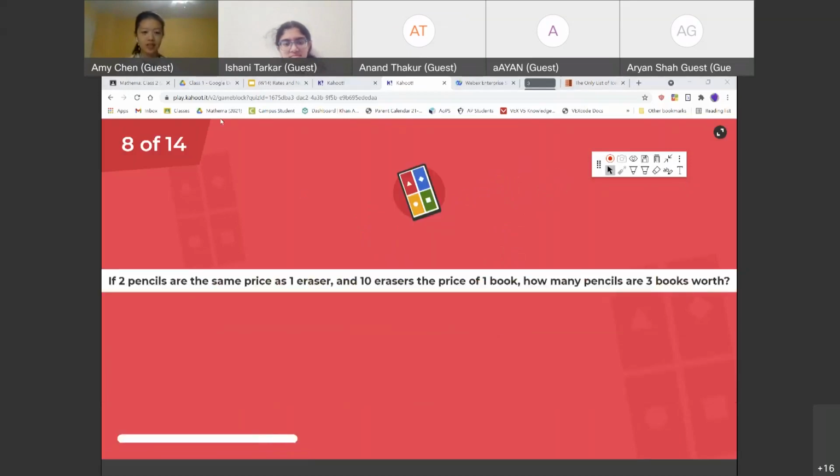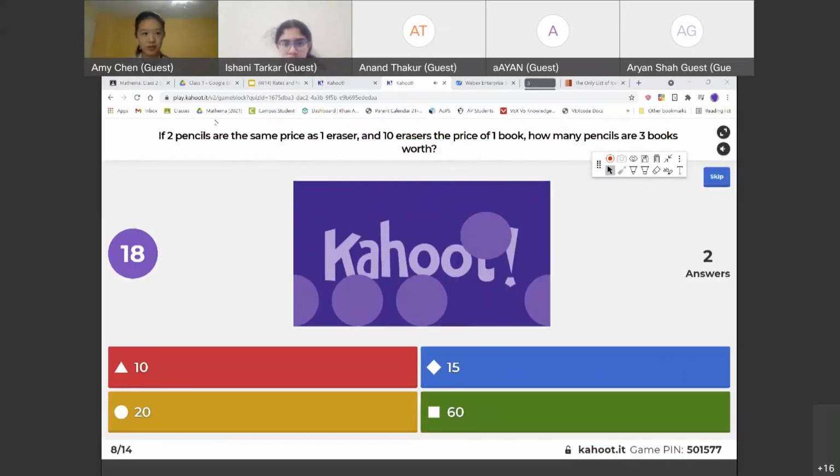Okay, 2 pencils are the same price as 1 eraser, and 10 erasers is the same price as a book. How many pencils are 3 books worth?